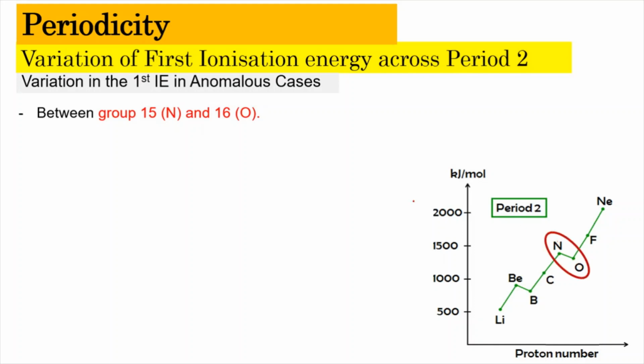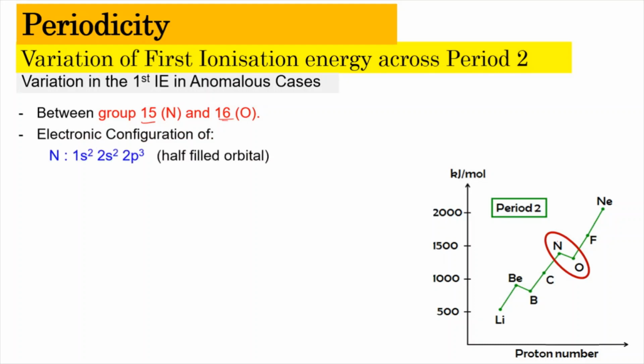Okay, so nitrogen is in group 15 and oxygen is in group 16. Similarly, we're going to explain that using the electronic configuration. Nitrogen has 7 electrons, so the electronic configuration is 1s2, 2s2, and 2p3, which is a half-filled orbital. Oxygen has 8 electrons, so the notation is 1s2, 2s2, 2p4, which is a partially filled orbital.